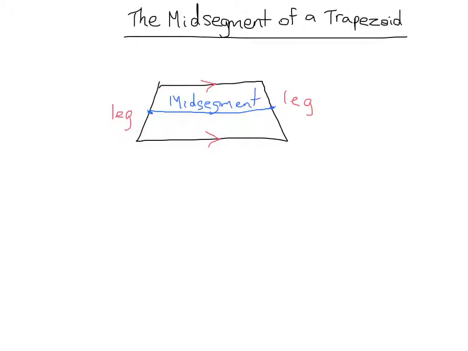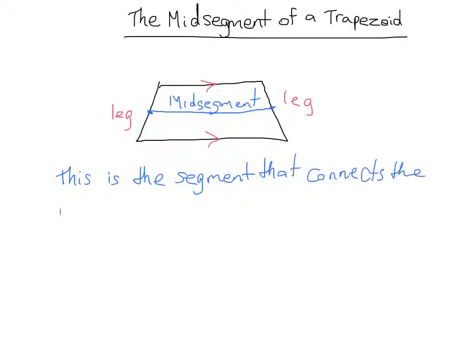So we probably would benefit from an official definition. I will say the mid-segment is a segment that connects the midpoints of the legs of a trapezoid. I'll repeat: this is the segment that connects the midpoints of the legs of a trapezoid.